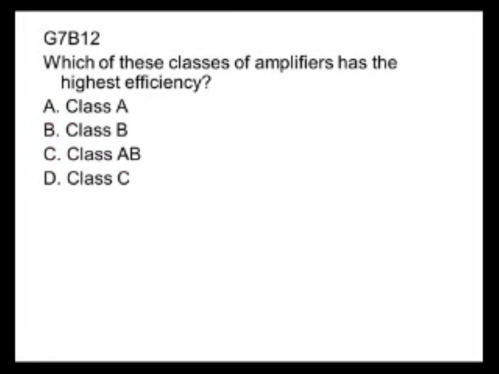Which of these classes of amplifiers has the highest efficiency? The Class C has the highest efficiency, but it has the disadvantage of distortion, which is not tolerable for some kinds of signals.